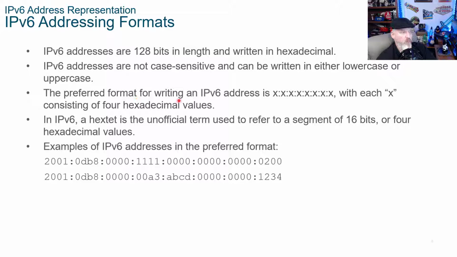The preferred format, and we have different formats, by the way. When we say preferred format, that's where everything is written out. And here it's represented by X's and colons. Each X consists of 4 hexadecimal values. In V6, we call it a hextet. A hextet. It's the unofficial term used to refer to the segment of 16 bits or 4 hexadecimal values.